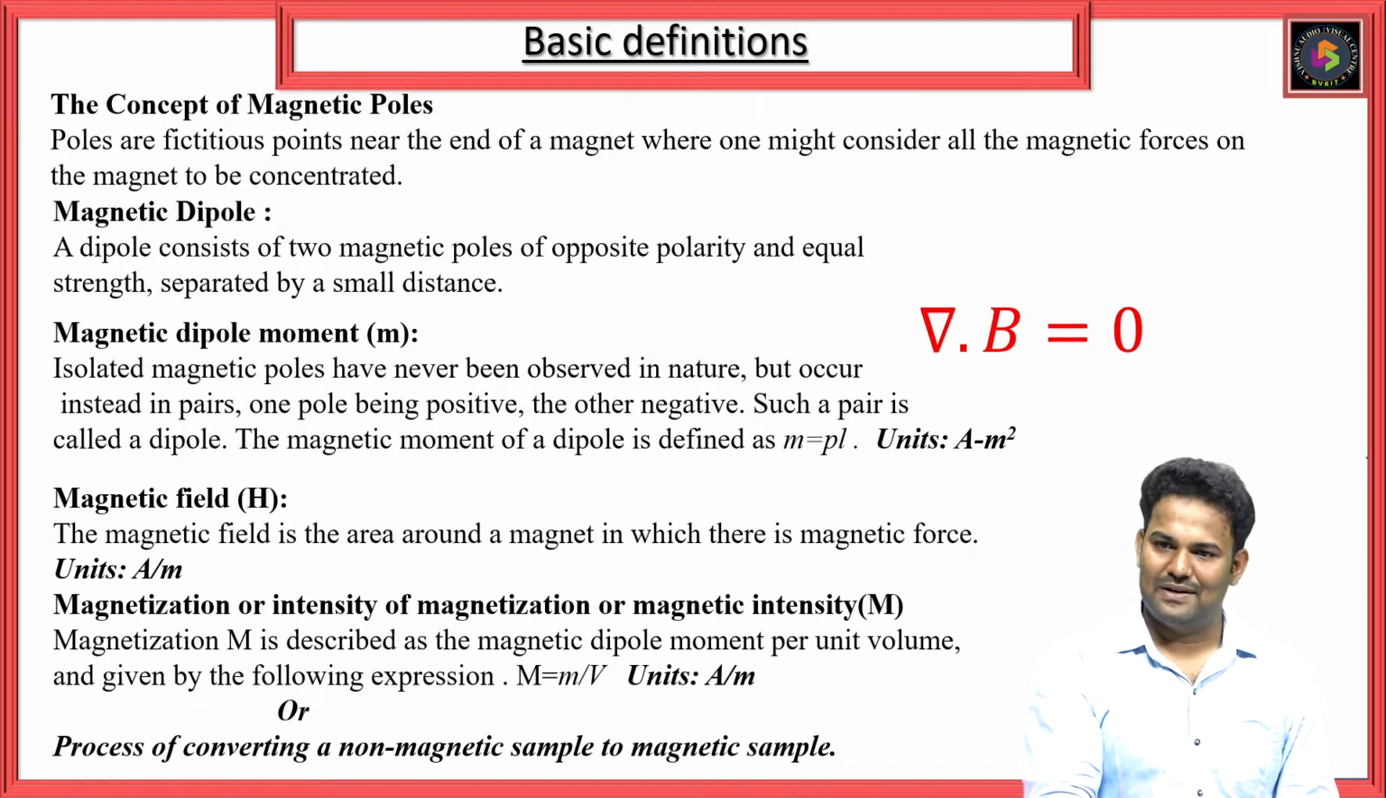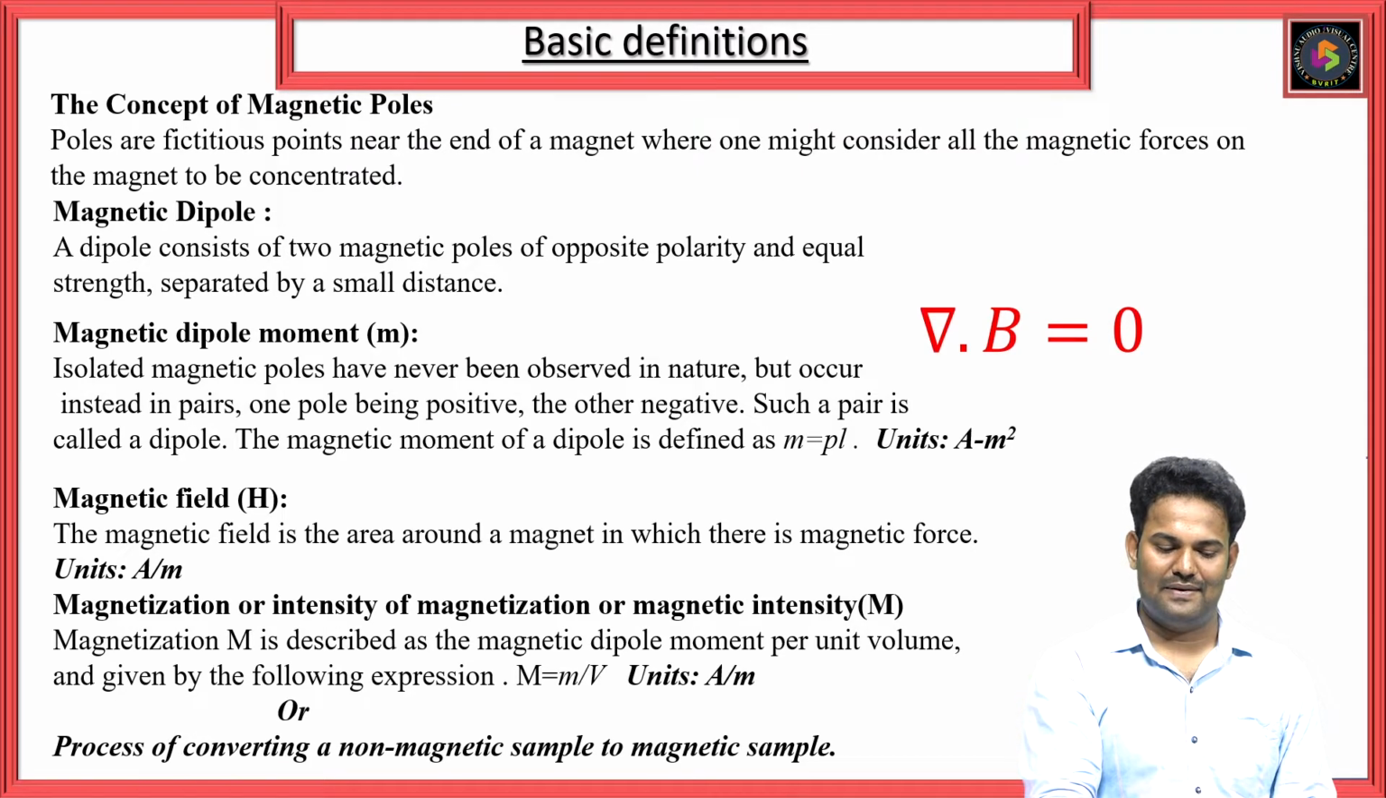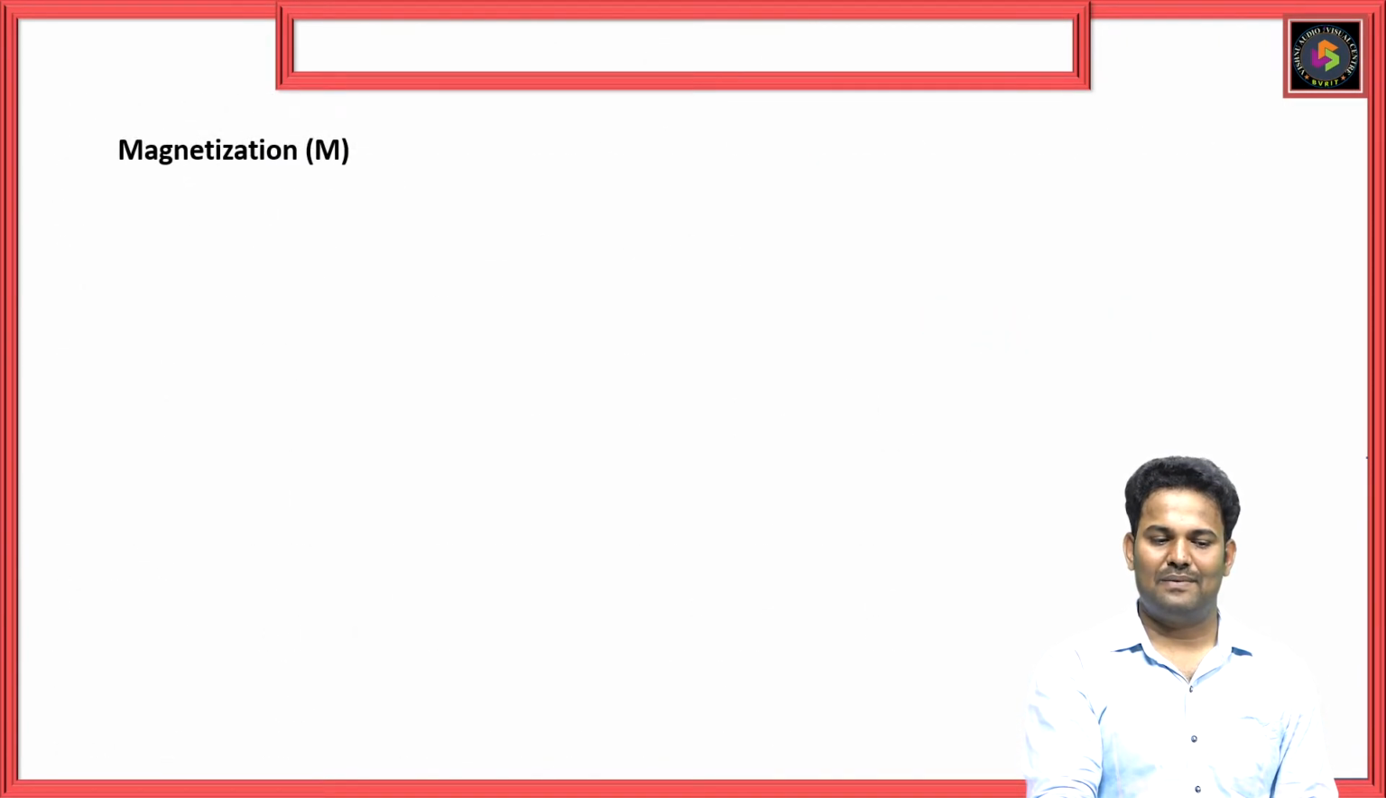And magnetization. Magnetization, intensity of magnetization and magnetic intensity are the same. Magnetization means the magnetic moment per unit volume of the material. It is denoted by M, and M = m/V, magnetic moment per unit volume. It also has units of ampere per meter. Here we can do the process of converting a non-magnetic sample to a magnetic sample with the help of magnetization.